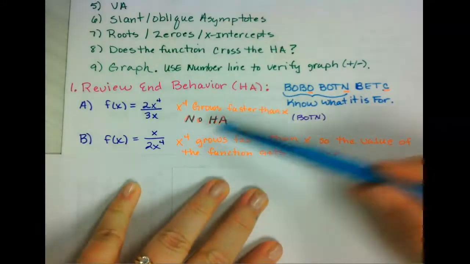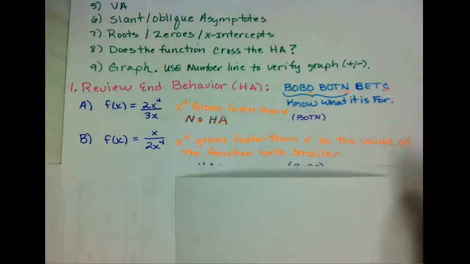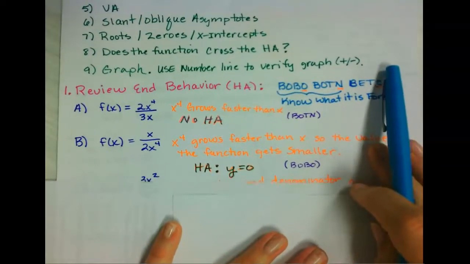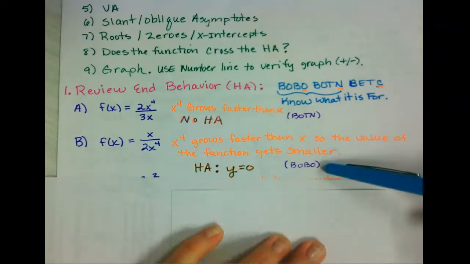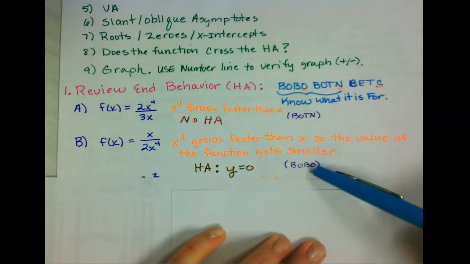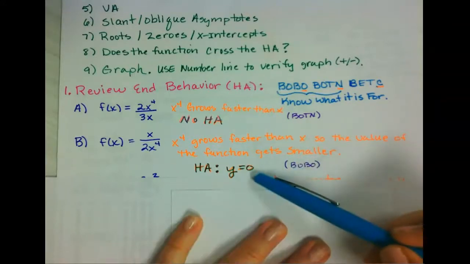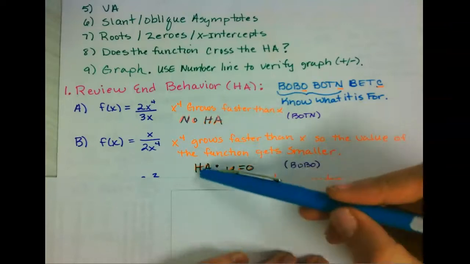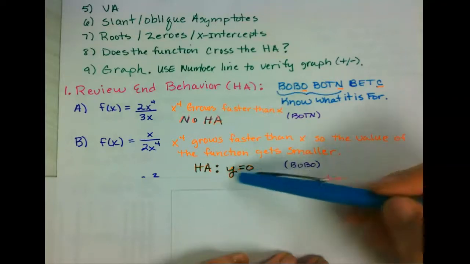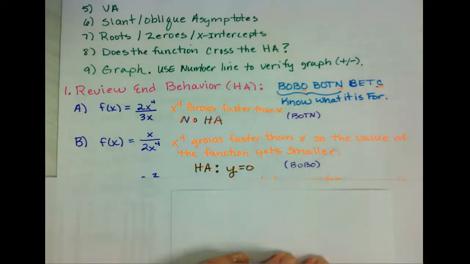So as the x to the fourth grows faster than the x, the value of the function gets smaller, and we have a horizontal asymptote at 0. And that's what we call our BOBO. BOBO stands for the degree is bigger on the bottom, so it's going to happen at 0. Be sure you write your equation as an equation. If you put HA equals 0, I'm sorry, I can't give you credit for that, because that doesn't tell me if your line is vertical or horizontal. If you just put a 0, then you haven't given me the equation of a line. So really be careful here and make sure it's y equals 0.